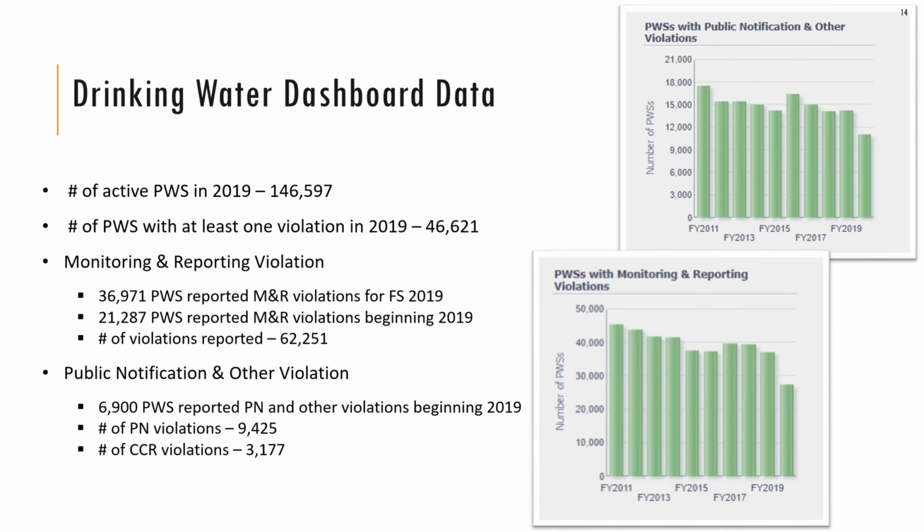I also looked at violations related to public notification and found that close to 7,000 systems reported public notification or other violations since 2019. And from those systems, there are close to 9,000 public notification violations and 3,000 consumer confidence report related violations.